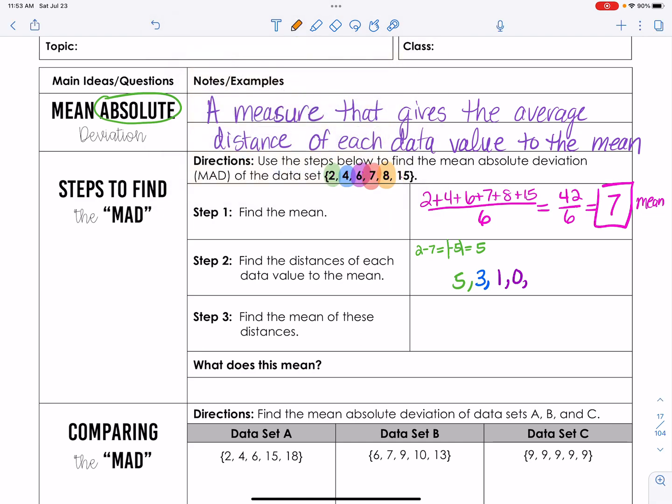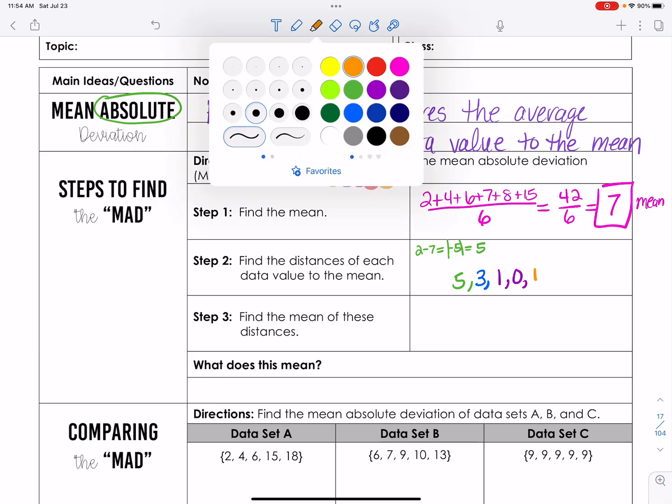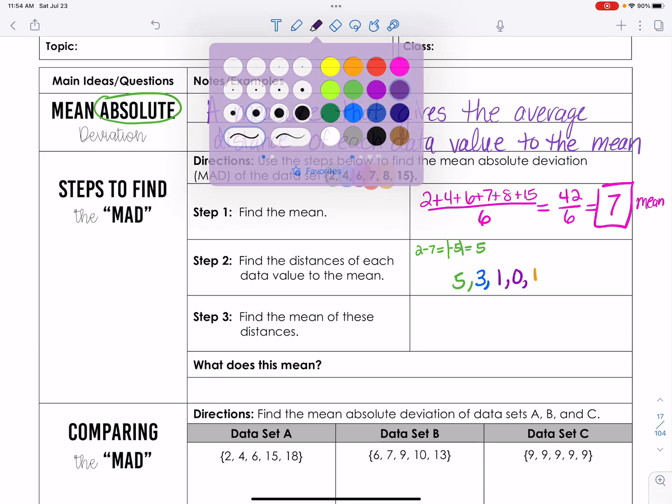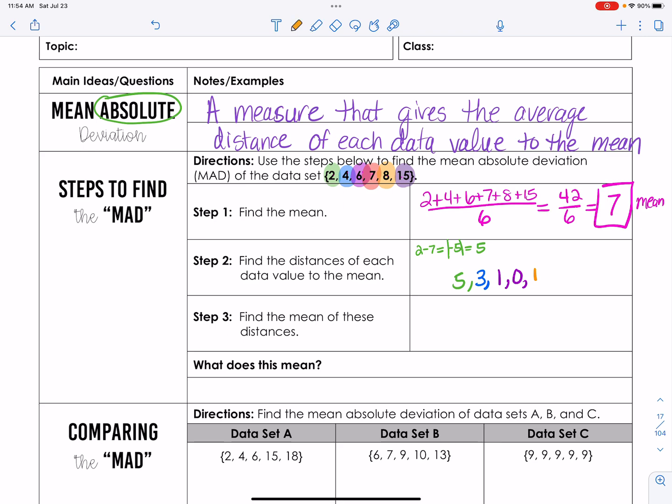Okay, just like the distance from 6 is 1. I don't really care if it's above it or below it right now. I just want to know how far away it is. So don't worry about above or below. And then the last one is 15. How far away is 15? 15 minus 7 is 8. So these are how far away.